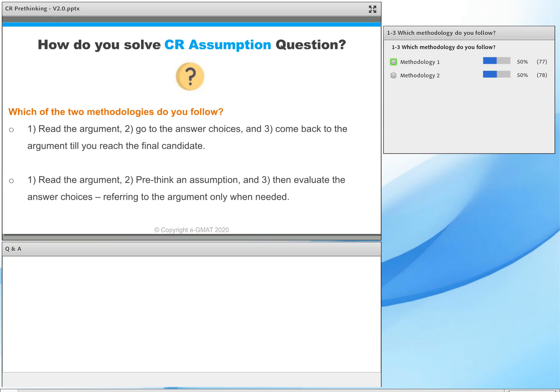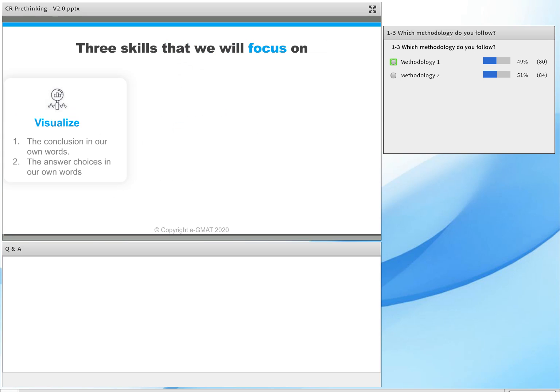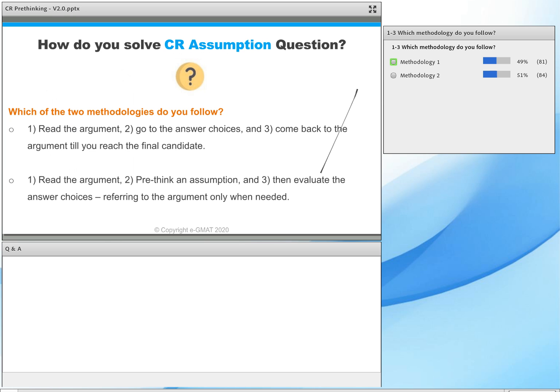That's great. About half of you, and this is remarkable. You know, ever since I got 50 responses, it's been 50% here or there, with a deviation of about 2% or so. That's phenomenal. Okay, so we want to learn how to pre-think. I want each one of you to really get to that methodology 2 over here. This is where we want to be.